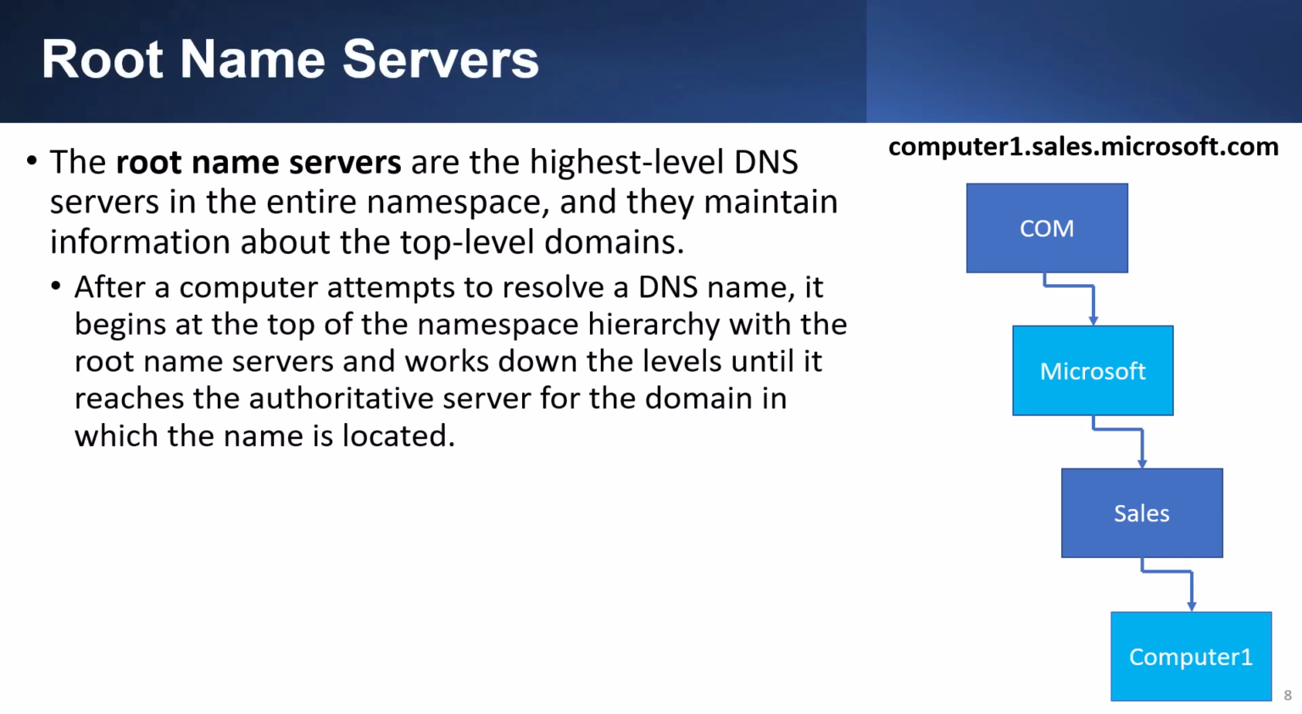The root name servers are the highest level DNS servers in the entire namespace, and they maintain information about the top level domains. When a computer attempts to resolve a DNS name, it begins at the top of the namespace hierarchy with the root name server and works down the levels until it reaches the authoritative server for the domain in which the name is located.